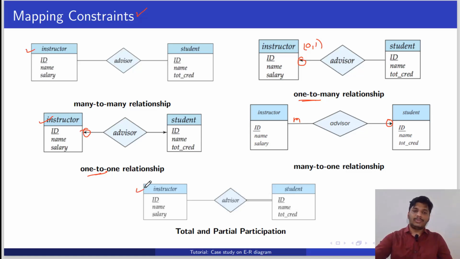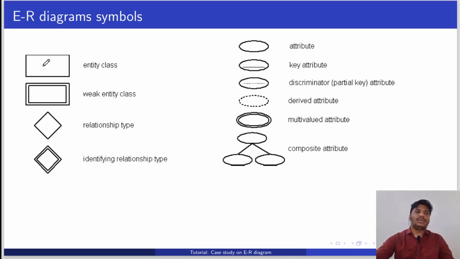Now see here that this double line indicates total participation. It means there is total participation of student in the relationship advisor, and the single line indicates partial participation. I hope you understand this concept. Now we will see some symbols which are used in ER diagrams.